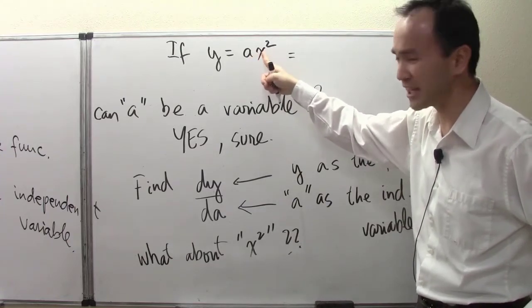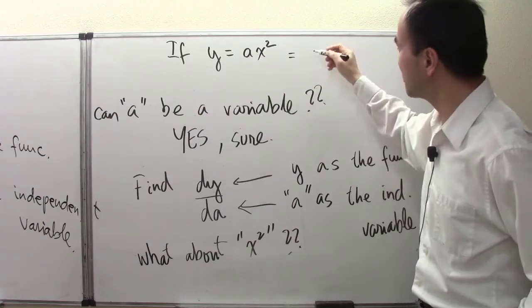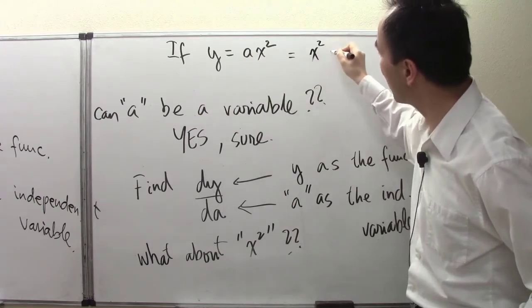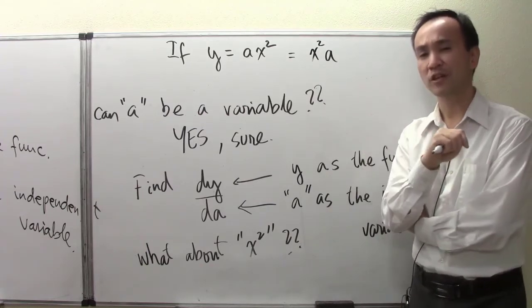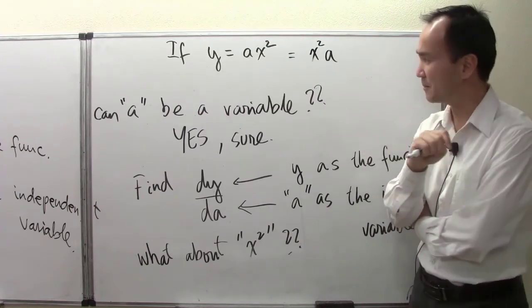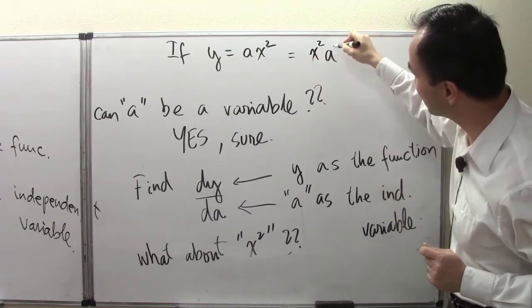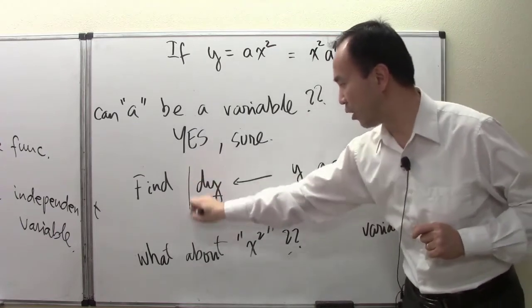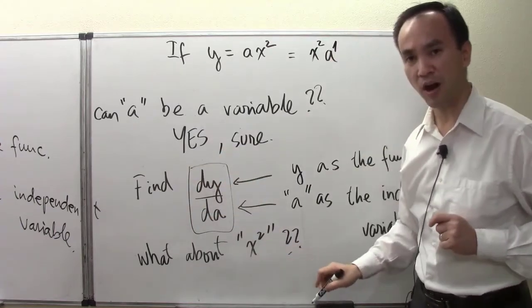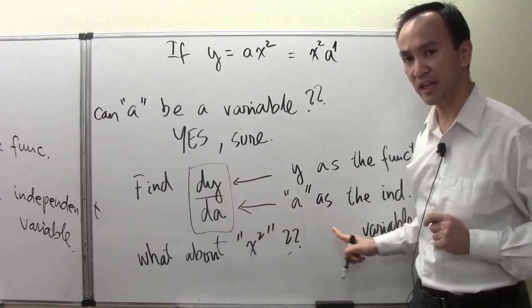So a times x squared, a stands in front of x squared, is also the same as the product of x squared standing in front of a. I'm doing this for a purpose. Now x squared in front of a, and I further see a as a power 1. How's that? And now we want ultimately as a goal in this problem, when I want to do dy dA, treating a as the independent variable.